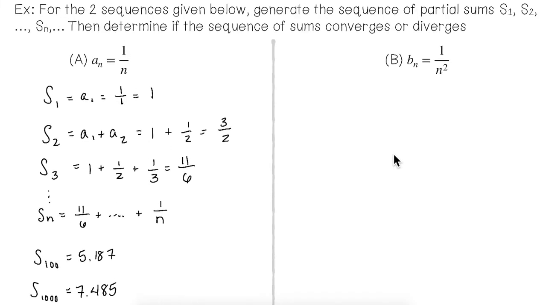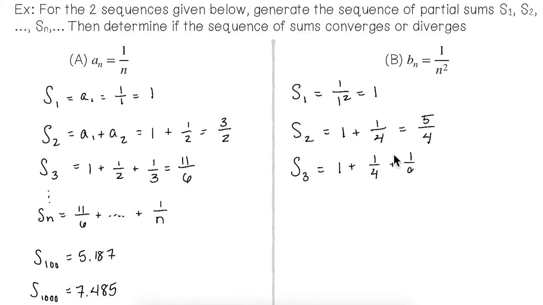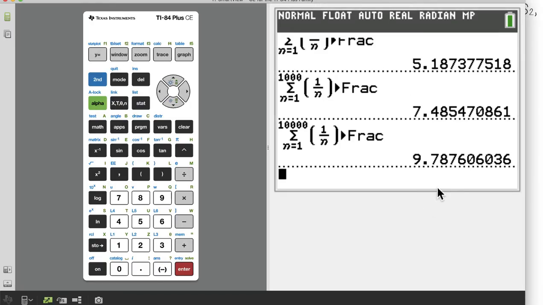So we're going to do the same thing now, but now we're going to do 1 over n squared. So S sub 1, that's 1 over 1 squared, that's still 1. Right? S sub 2 would be 1 plus 1 over 2 squared, which is 4, so it's going to be 5/4. Right? S sub 3 is going to be 1 plus 1/4 plus 1/9. Okay, I don't want to do that fraction math in my head. Okay, oh, and my calculator just finished it, right?